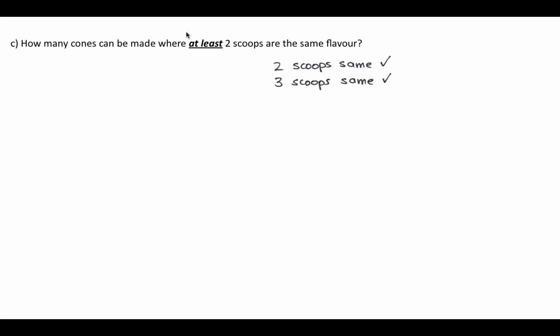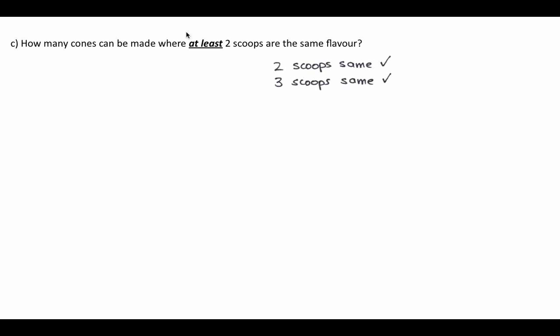How many different cones can be made where at least 2 scoops are the same flavor? So here, again, we're saying, okay, 2 scoops can be the same. But we can also have more. We could have 3 scoops be the same. That still fits our criteria of at least. So what we don't want here is basically all unique scoops.